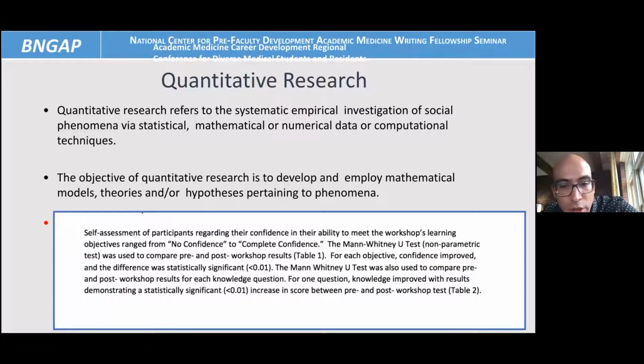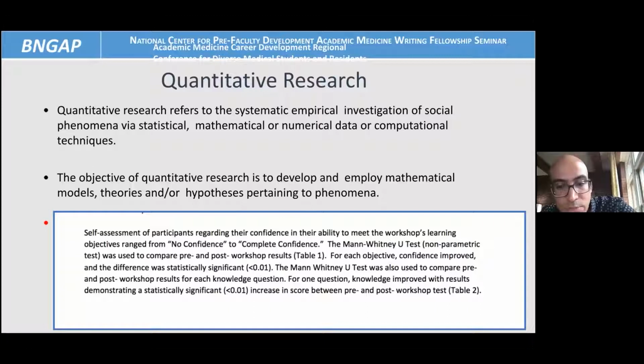And this is just, again, looking at the same ESR from our example publication that shows some of the quantitative research methods used. So, self-assessment of participants regarding their confidence and their ability to meet the workshop's learning objectives ranged from no confidence to complete confidence. Here they are just describing the scale they used, which was a 0 to 5 or 0 to 4 scale. They used a non-parametric test given a relatively small sample size.